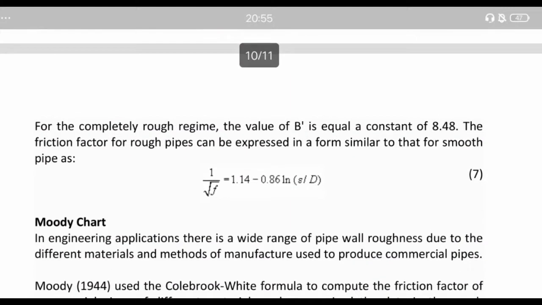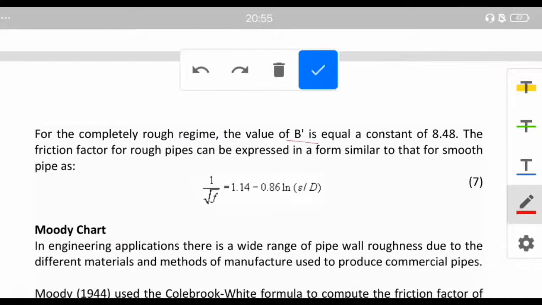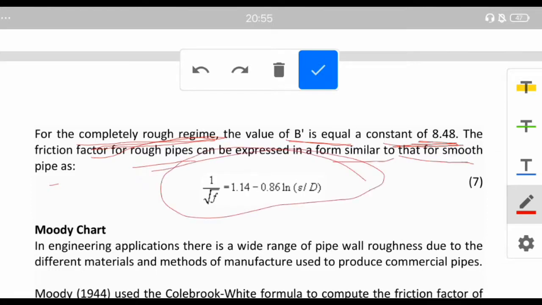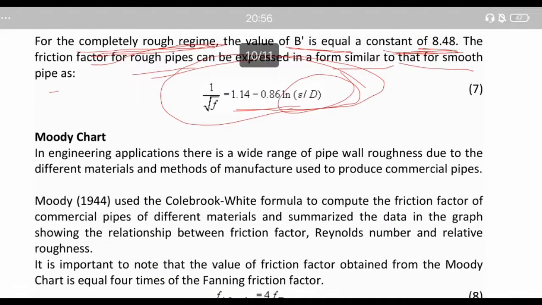For the completely rough regime, the value of b dash is equal to the constant of 8.48. So if the condition is that it is completely rough regime, the value of b dash is equal to 8.48. The friction factor for the rough pipes can be expressed in a form similar to that for the smooth pipe as this one: 1 by root f is equal to 1.14 minus 0.86 ln epsilon upon d.